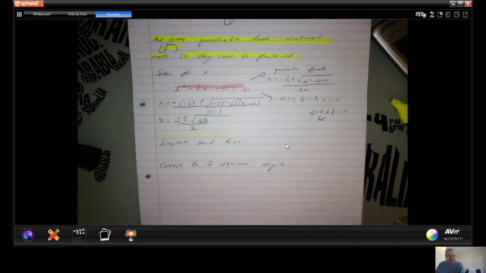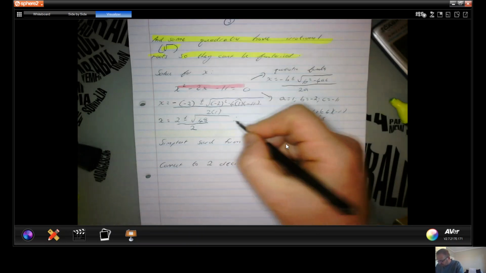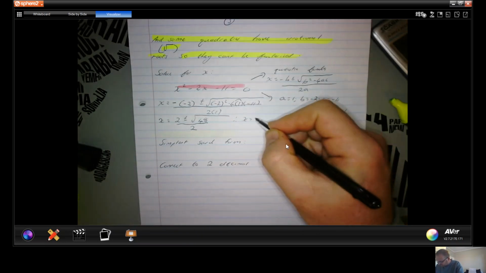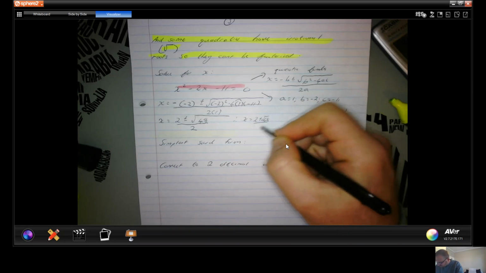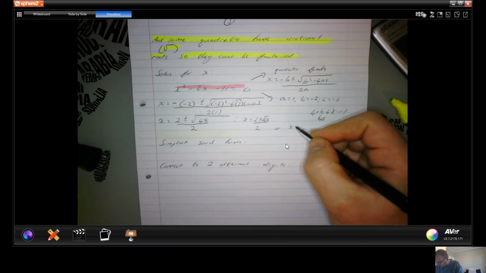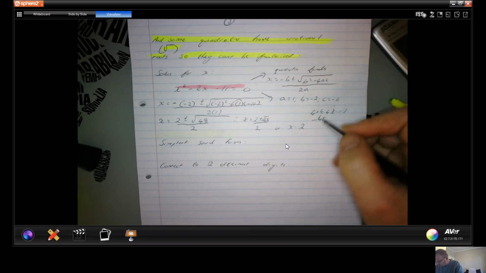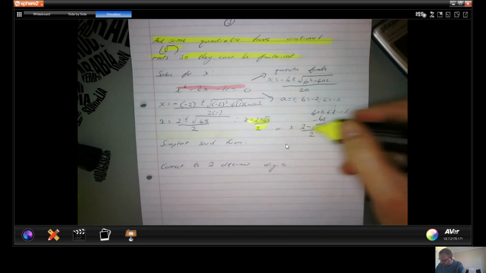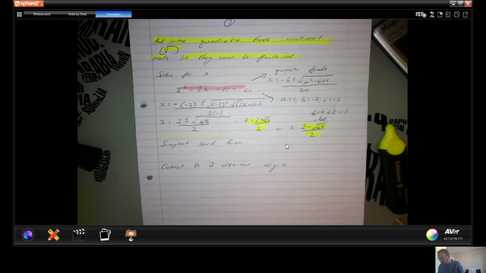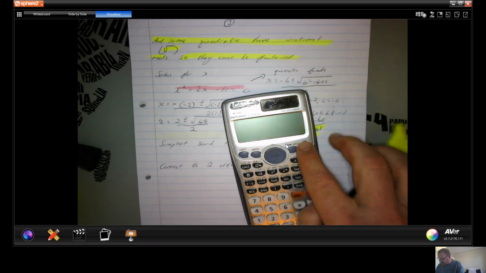And if they said solve for x and leave it in simplest surd form, what does that mean? It means x is equal to 2 plus root 48 over 2, or x is equal to 2 minus root 48 over 2. If they said leave it in simplest surd form, on a calculator you could just do that.